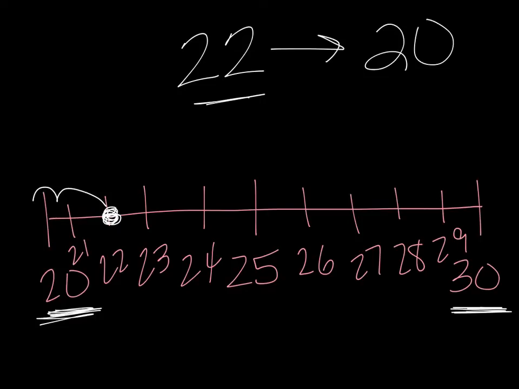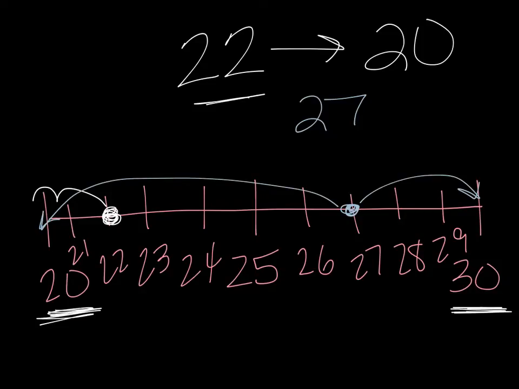If we try another example, and I give you the number 27 this time, and we look at that on the number line, 27 is much farther away from 20 than it is from 30. We would say it's closer to 30, so therefore 27 would round to 30.